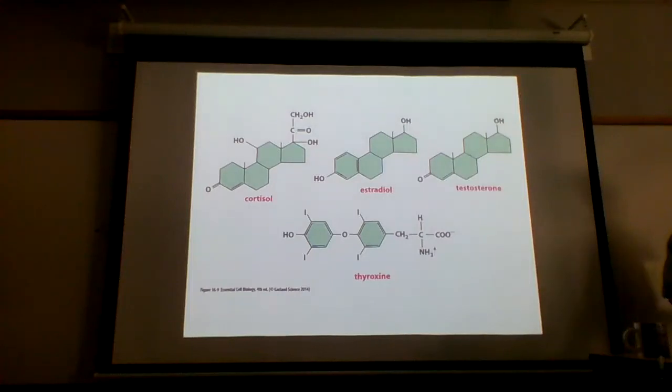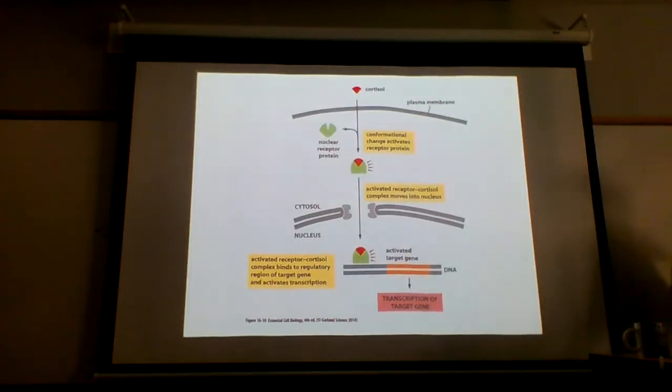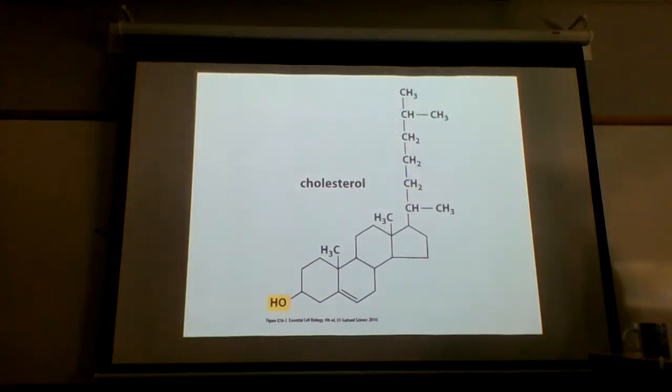These are things that have inside cytoplasmic receptors. So this is a general diagram here. The activated receptor and hormone moves into the nucleus, and it now acts as a transcription factor.